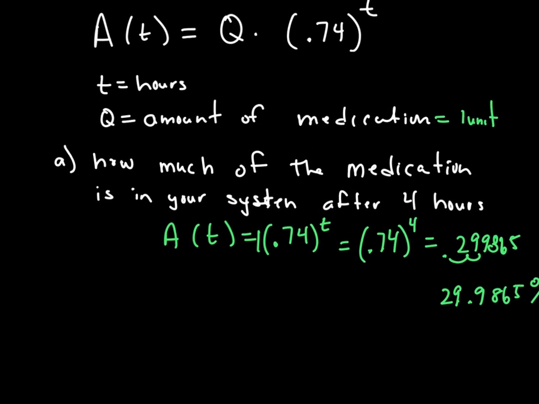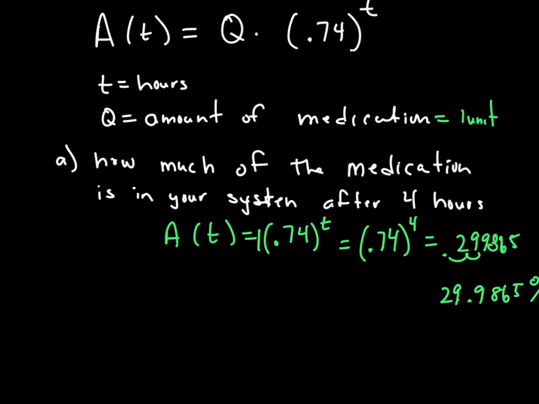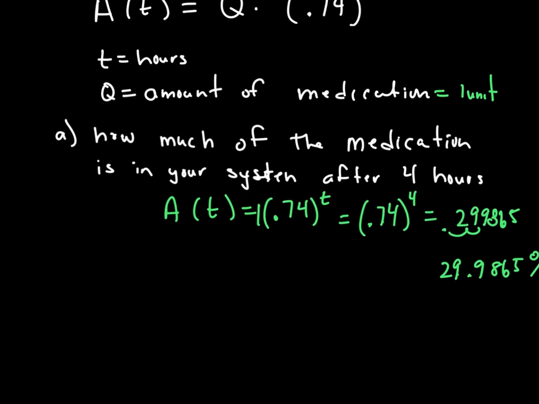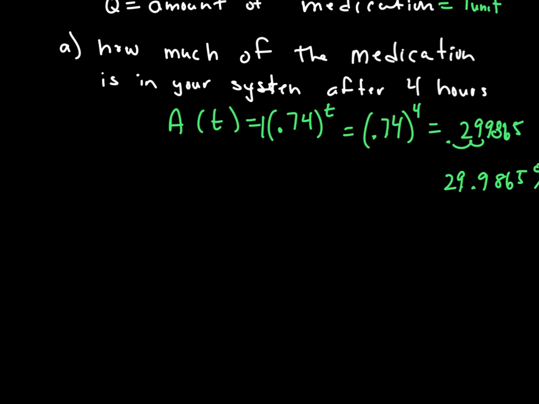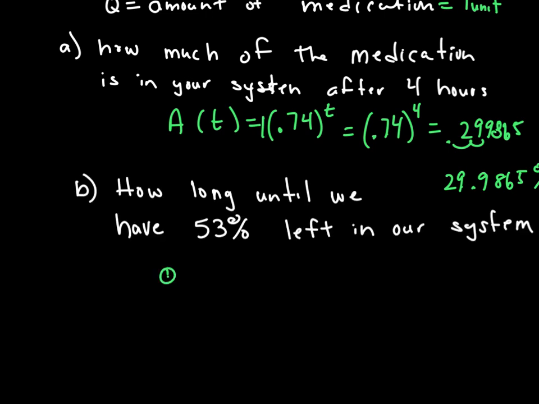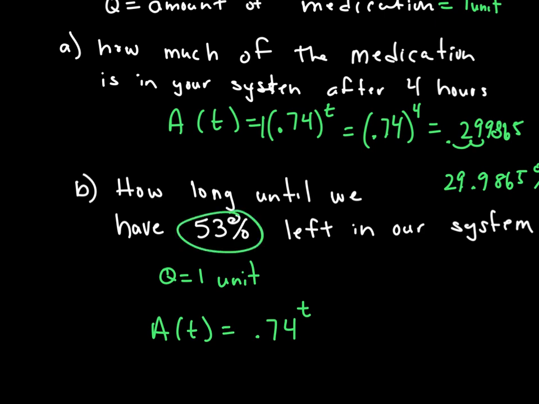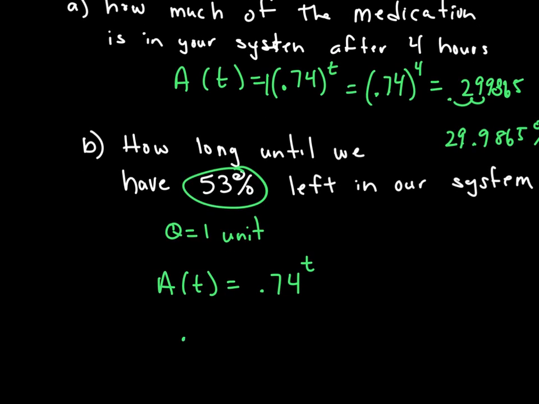All right, the next question that we are talking about: how long until we have 53% left in our system? So again, we're going to use the same thing. We are going to let the amount in our system equal 1, just let that be 1 unit. Then I know that A of T is equal to 0.47 raised to the T power. Now this time you want this to equal the 53%, so make sure you turn that into a decimal. Now I have 0.53 is equal to 0.47 raised to the T.